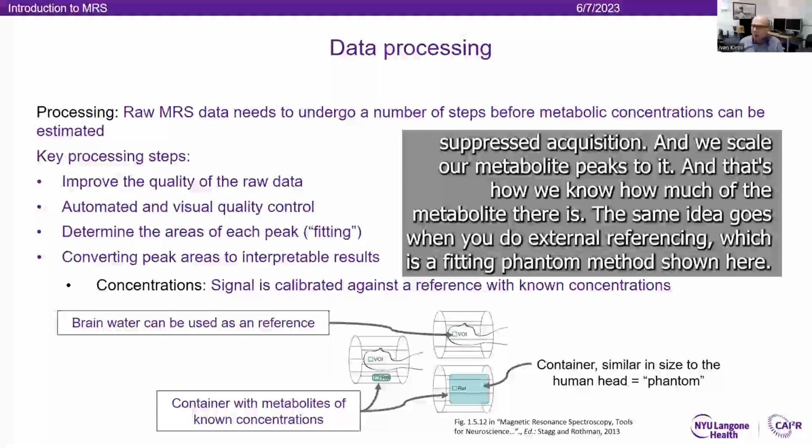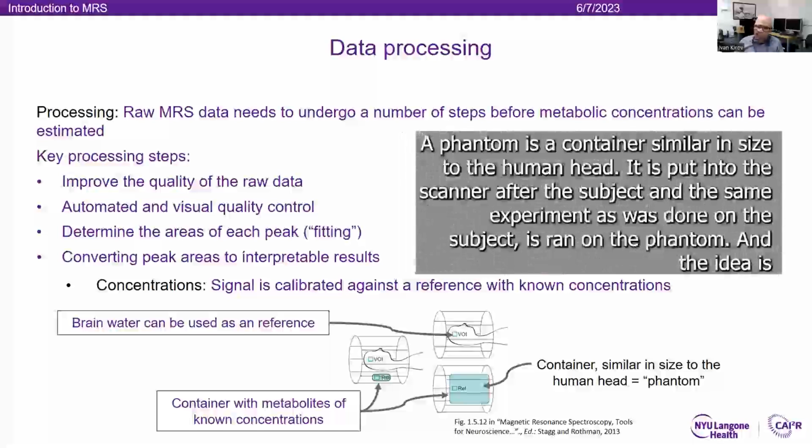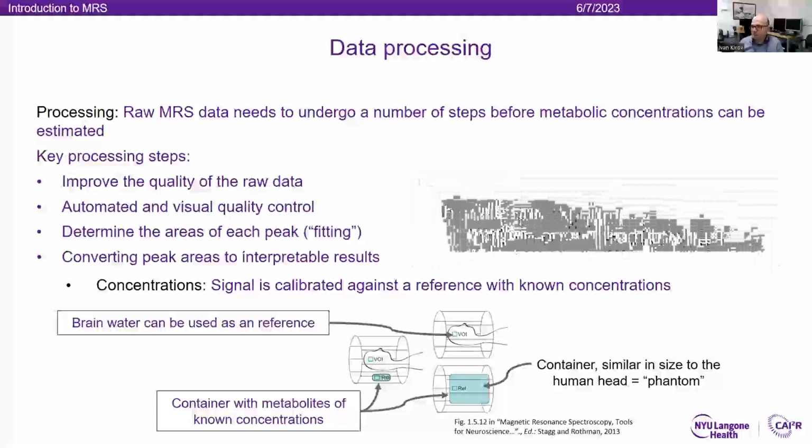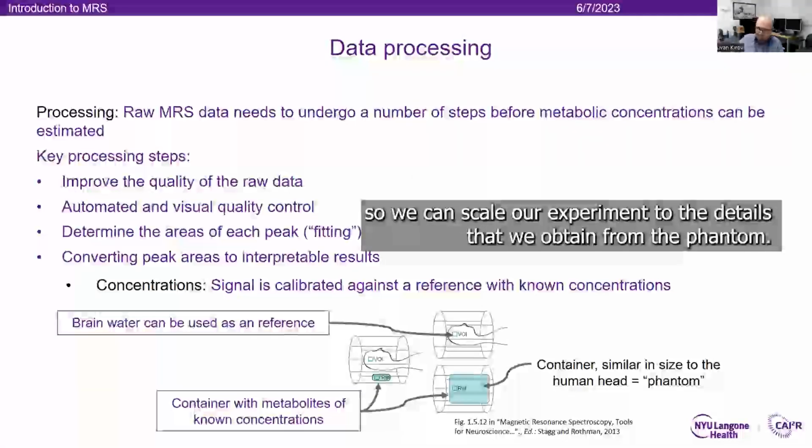The same idea goes when you do external referencing, such as the phantom replacement method, shown here. A phantom is a container similar in size to the human head. It is put into the scanner after the subject, and the same experiment as was done in the subject is run on the phantom. And the idea is the same as with the water, because in the phantom, we know the metabolic concentrations. We actually know them exactly, how much there is of each metabolite in the phantom. So we can scale our experiment to the peak areas that we obtain from the phantom.